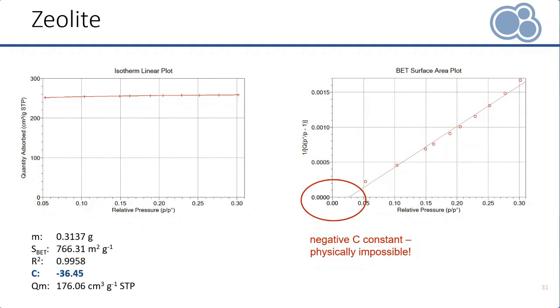Looking at the BET transformation plot, what we typically observe when applying the classical BET range to microporous materials, like this zeolite Y, is a negative intercept with the Y-axis, resulting in a negative C constant. And that is something which is physically impossible.